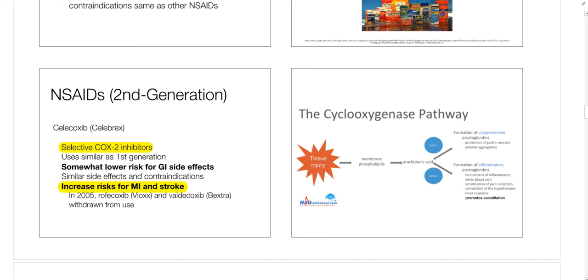Unfortunately, because they are a higher risk for creating MI and stroke, they are not really as sought out as other ones, and they're also more expensive. It's been so bad that even rofecoxib and valdecoxib caused MI and stroke so often that they've been withdrawn from use completely.